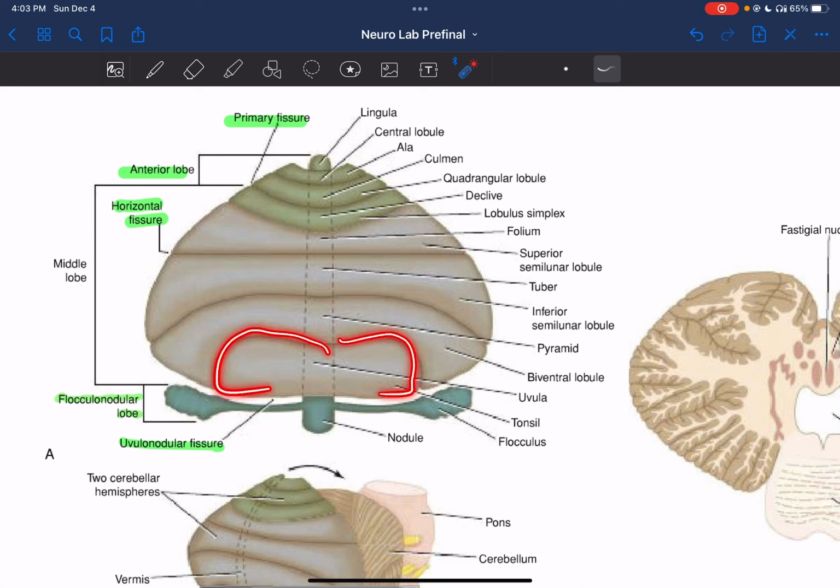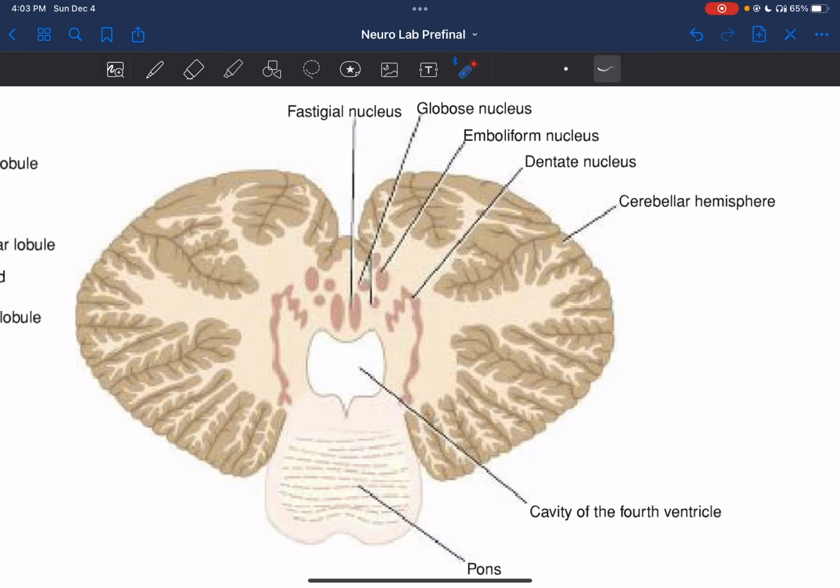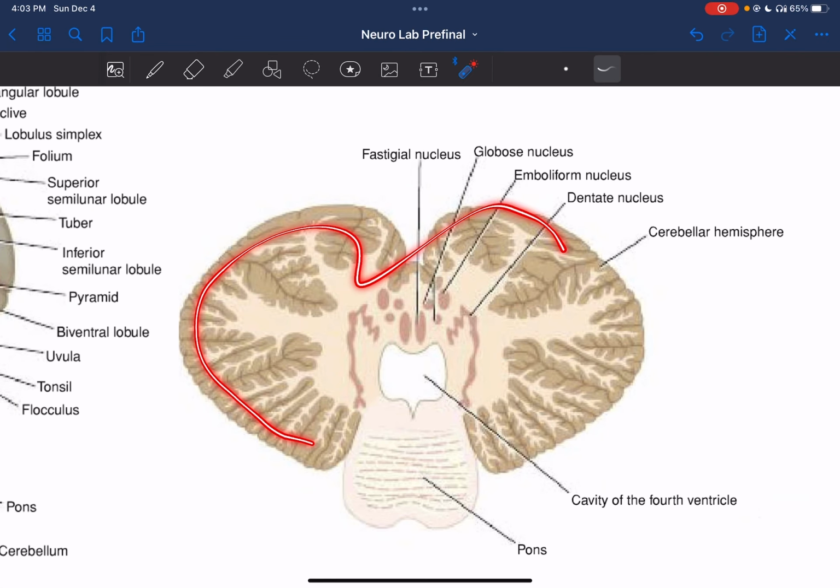Tonsil is part of the cerebellum. So just remember what all are the parts of the vermis. We'll be looking at it in a better picture soon. So again, this is a cross section of a completely dissected cerebellum to show us the nuclei, the important gray matter structures present in the cerebellum.